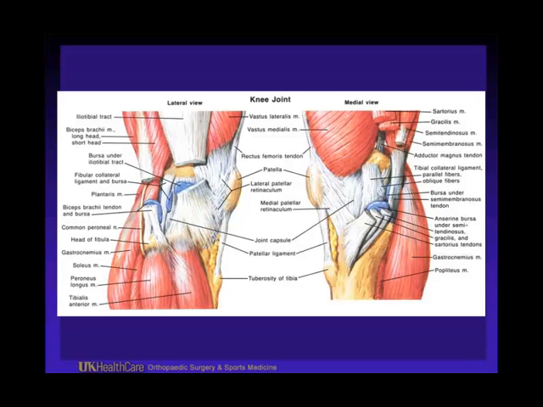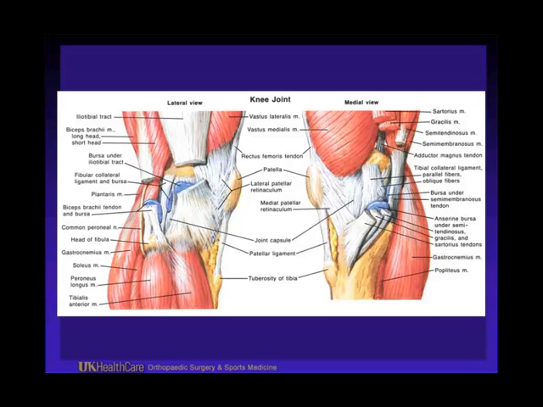Again, from the lateral view on the left, you see the bursa under the iliotibial tract, the iliotibial band. There are also bursae in the back of the knee, underlying the biceps. Understand the anatomy of the proximal tib-fib joint, the muscles there, and always remember to examine the peroneal nerve, particularly in a significant knee ligament injury.